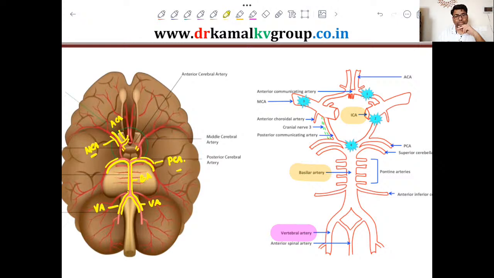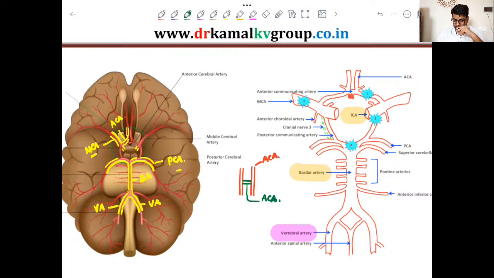Now how is this circle completed? There has to be a communication between the anterior part of the circle of Willis and the posterior part of the circle of Willis. For that there are communicating arteries. So this is the anterior cerebral artery. These are the two anterior cerebral arteries, one on either side, and in between the two we have the anterior communicating artery. So this is the anterior communicating artery.